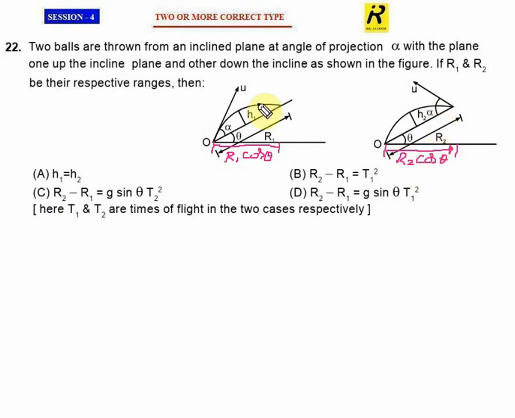So the horizontal component of velocity is along the horizontal, so that we need now. For this projectile, the horizontal component of the velocity will be u cos alpha plus theta, and for this, the horizontal component of velocity we get is u cos alpha minus theta.